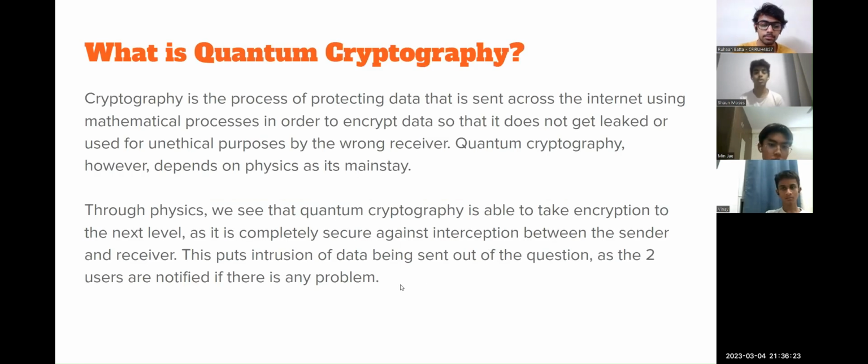All right, so the first question I want to ask is, what is quantum cryptography? Now, we know that cryptography is a process of protecting data that is sent across the internet using mathematical processes in order to encrypt data so that it does not get leaked or used for unethical purposes by the wrong receiver. Now, quantum cryptography depends on physics as its mainstay. Through physics, quantum cryptography is able to take encryption to the next level, as it is completely secure against interception between a sender and receiver. This puts intrusion of data being sent out of the question, as the two users are notified if there is any problem.